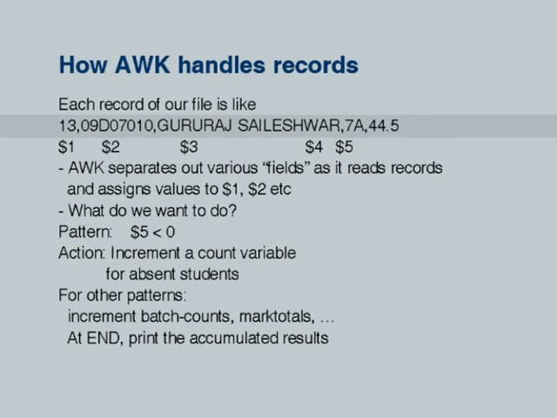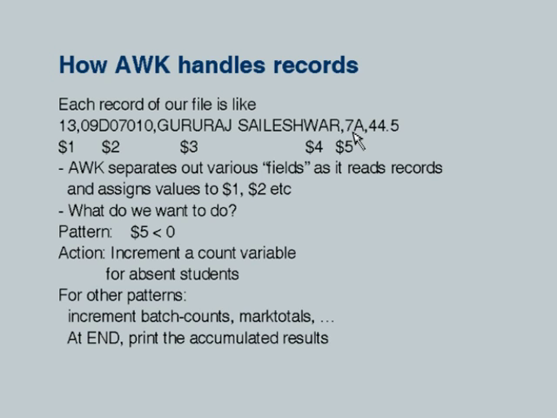Now, what awk does is it reads this line and automatically allocates values to internal variables, which are actually the fields, and these variables are called $1, $2, $3, as many as there are fields in the record. So, if this record is read, $1 will be associated with 13, $2 with this, $3 with Guru Raj Shaileshwar. Notice that this blank does not count. As far as $3 is concerned, it has the complete string from this point up to this point, because it treats comma as a separator, nothing else as a separator.